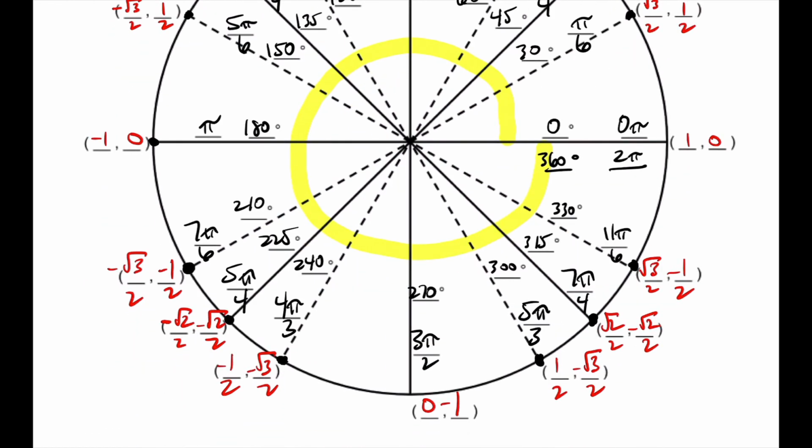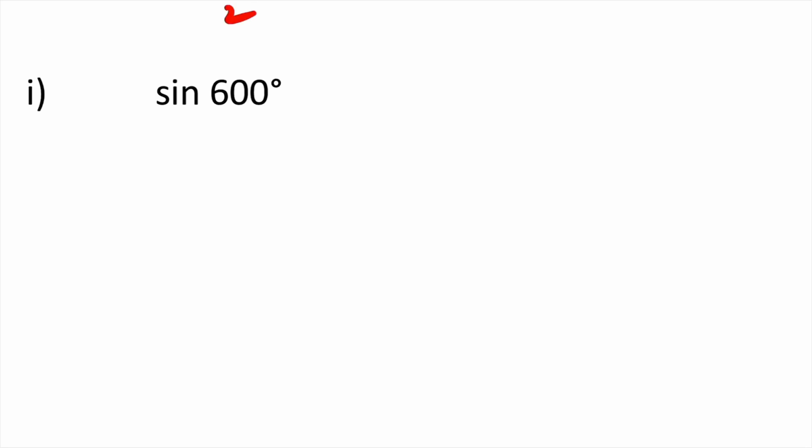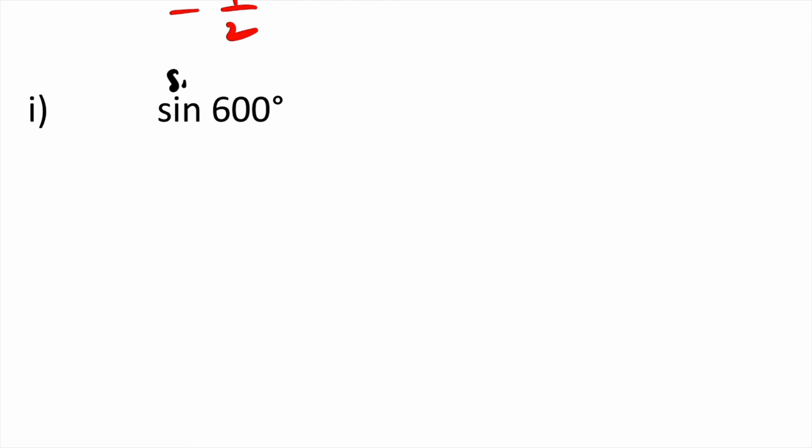So 600 is located in the same spot as 240. Because you go around all the way once, and then you still have 240 to go to make 600. So really, this is going to give me the same answer as sine of 240. Same spot.